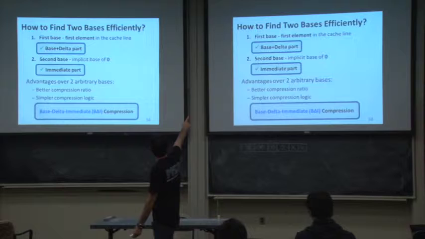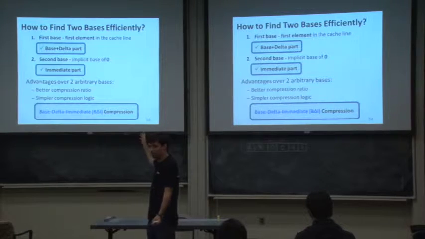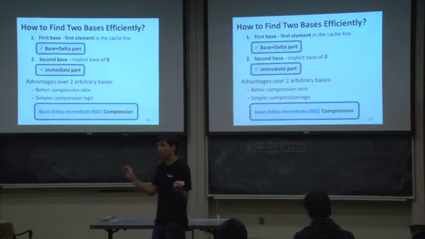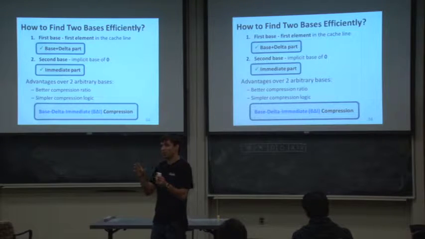Okay. So essentially, for the first base, you can take the first non-zero element, and that is going to be your base if you need it. So practically, when you do it very simply, you first compress everything that is compressible with base 0, and then you take the first non-compressible element and make it your base.